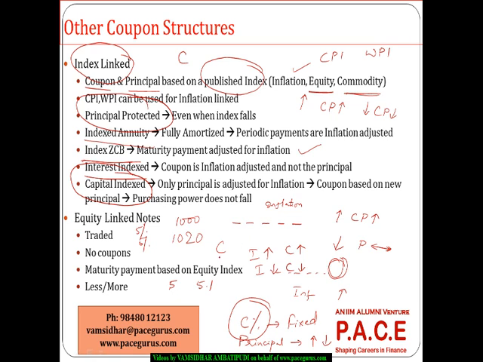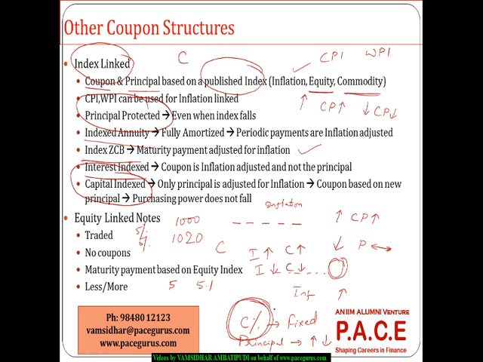So the coupon also varies accordingly with inflation, though we could see that the percentage is fixed. So the capital indexed bonds are the most common ones, though it is specified that the coupon rate does not change. The actual coupon that is received is increasing or decreasing with the inflation.